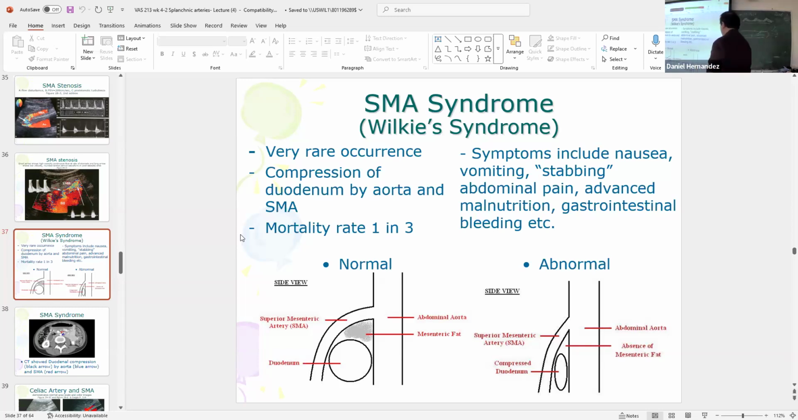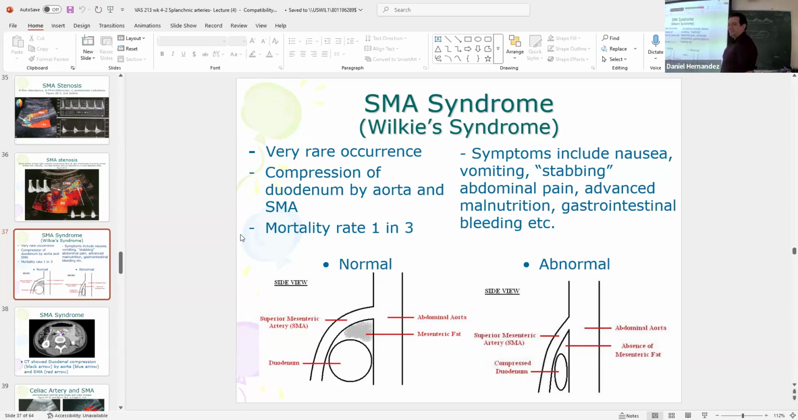So if you're crushing your proximal part of your small intestine, that's going to lead to obviously digestional problems and issues. Food's not going to pass easily through there. So symptoms include nausea, vomiting, stabbing abdominal pain, advanced malnutrition, could lead to gastrointestinal bleeding. And actually has a very high mortality rate if not corrected. So chances are this is a pediatric thing that you're going to encounter. Yeah. You're not going to get very far into your life if your food's not passing.